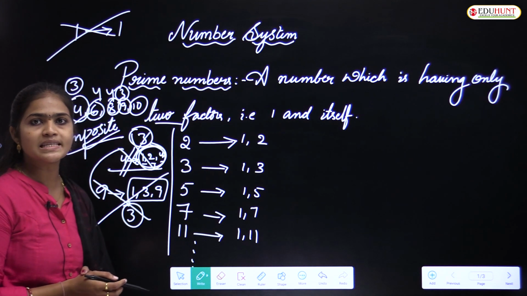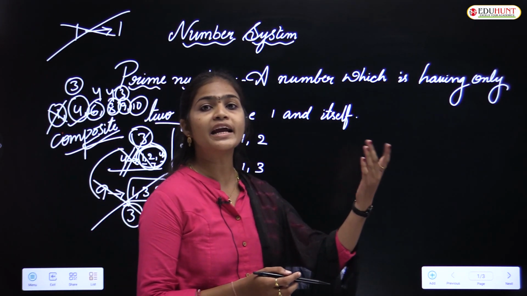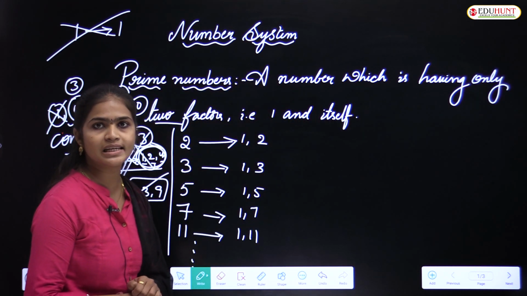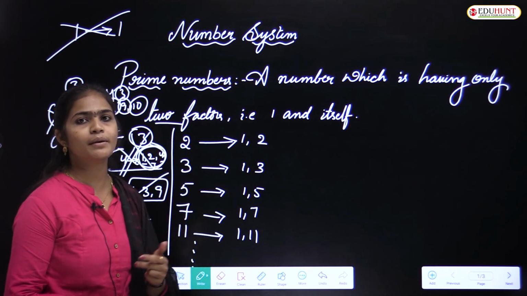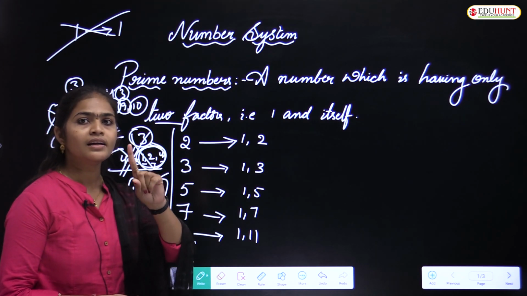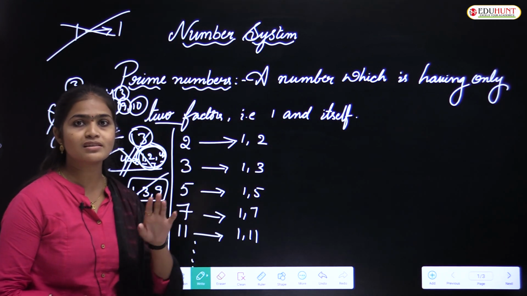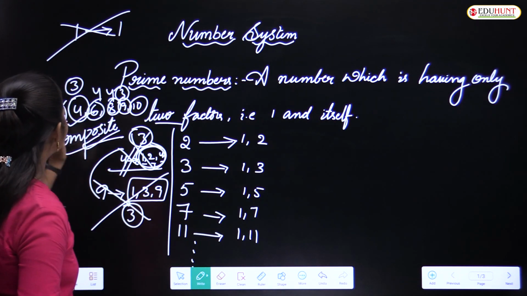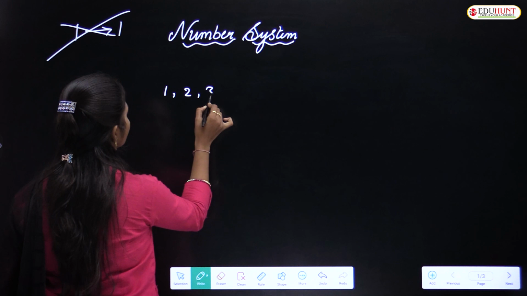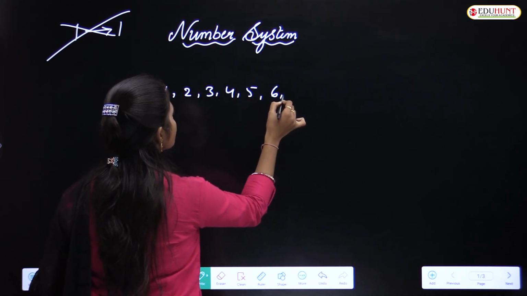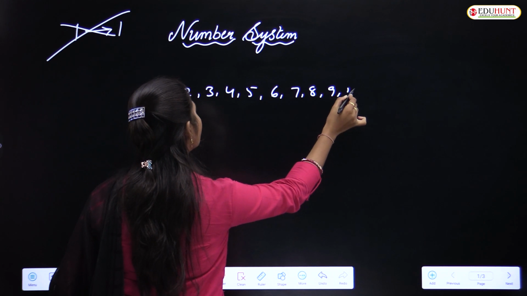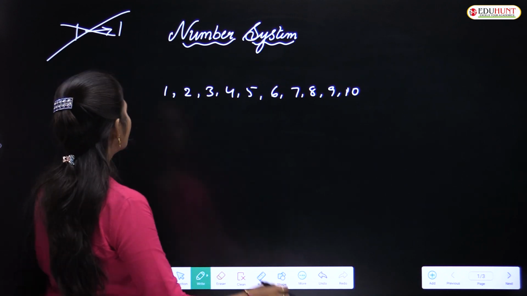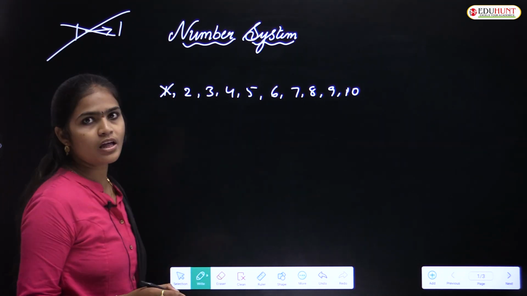So a composite number simply means a number which has more than 2 factors. If a number has more than 2 factors, we call it composite. Only 2 factors, prime numbers. Only 1 factor, that is neither prime nor composite. It is not related to prime and not related to composite. Is it clear? So let's identify 1, 2, 3, 4, 5, 6, 7, 8, 9, 10. I took numbers 1 to 10. Out of 1 to 10, which number is prime and which is composite? 1 is neither prime nor composite.